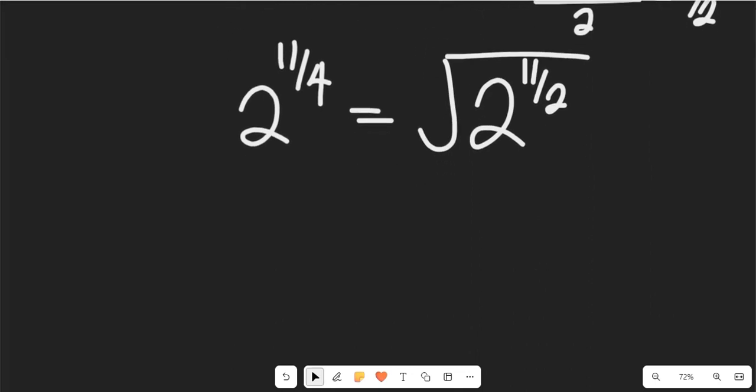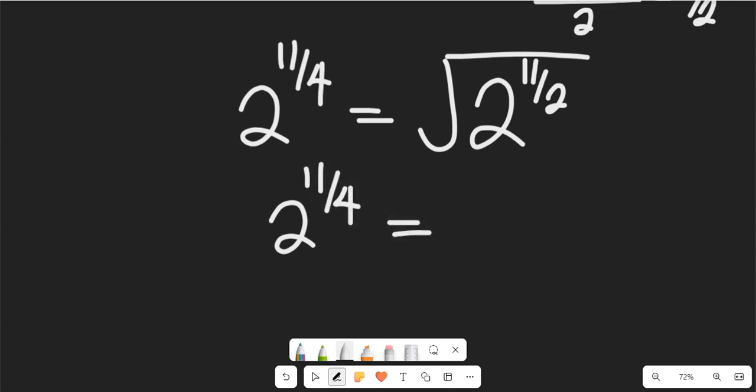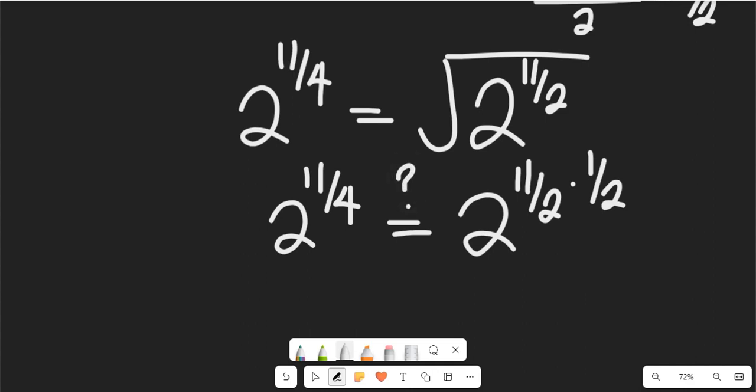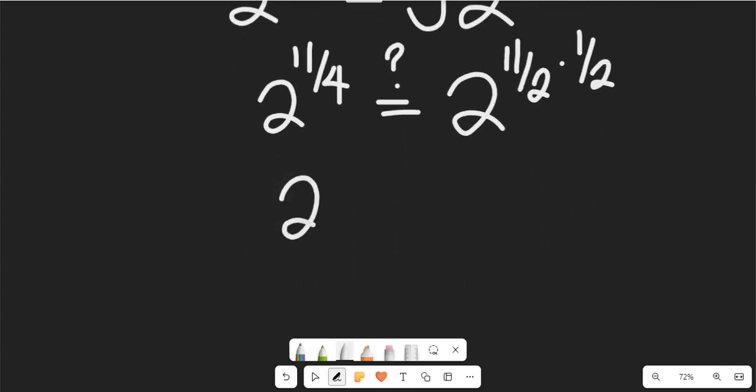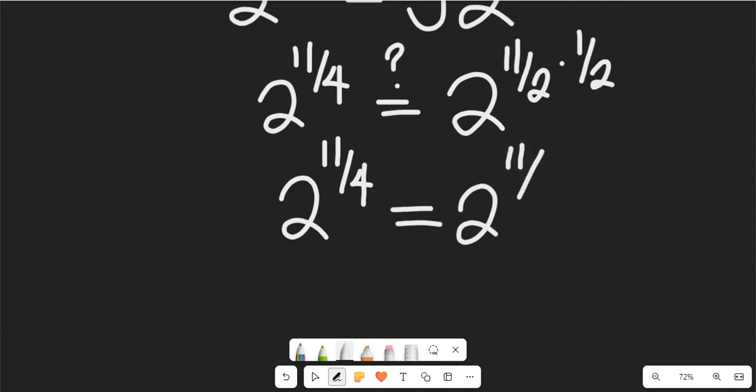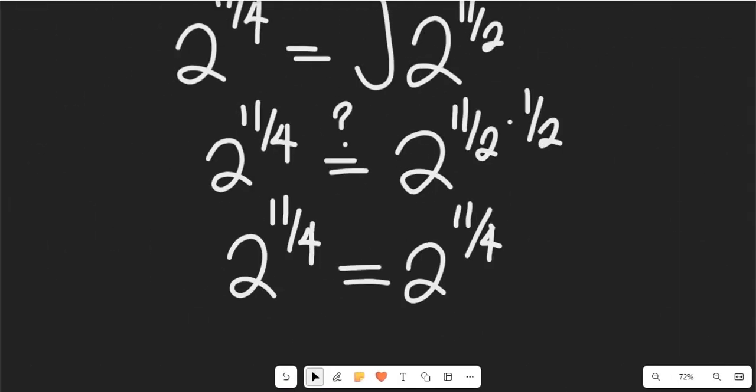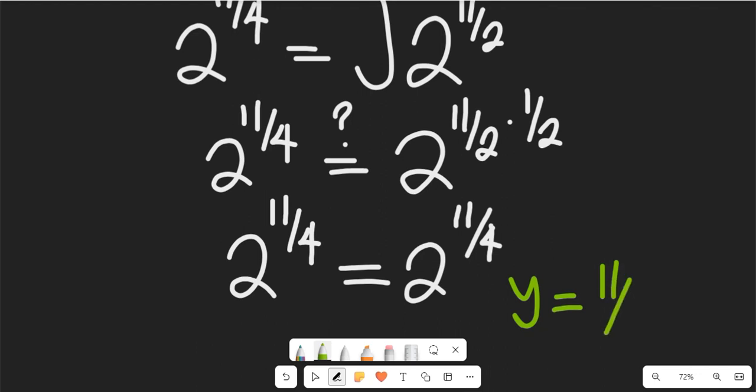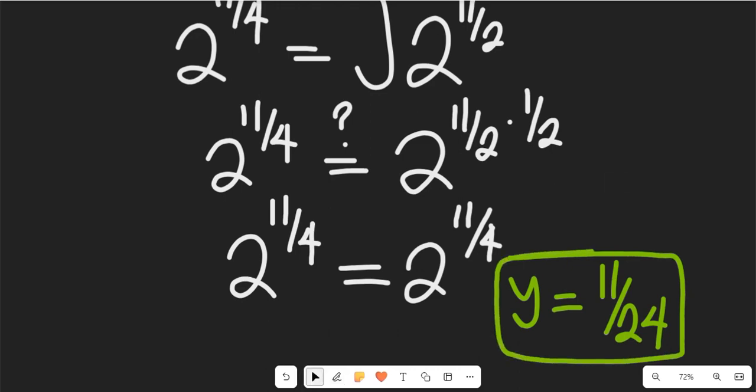Great. In the next step, we're going to clear the square root. So this is going to give us 2 to the power of 11 divided by 4 equal to 2 to the power of 11 divided by 2 multiplied by 1 divided by 2, which is the square root. So will this be equal to this? From that expression, we can see that it's possible. This will give us 2 to the power of 11 divided by 4, and it's still equal to 2 to the power of 11 divided by 4, multiplying the exponents, 2 times 2. So you see, if this is equal to this, that confirms to us that y equal to 11 divided by 24 is the right solution to that expression that is given to us up there.